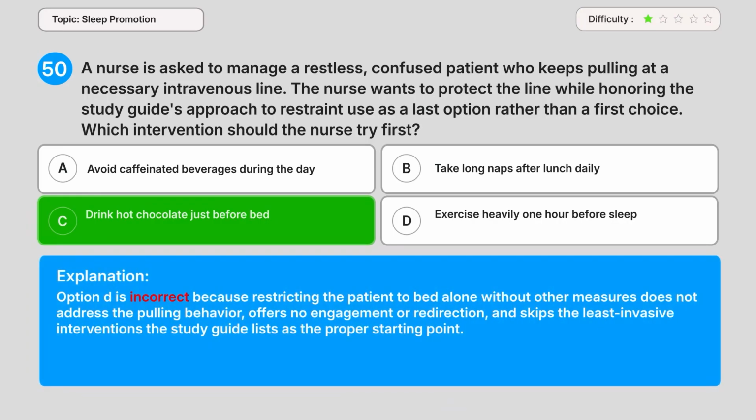Option D is incorrect, because restricting the patient to bed alone without other measures does not address the pulling behavior, offers no engagement or redirection, and skips the least invasive interventions the study guide lists as the proper starting point.